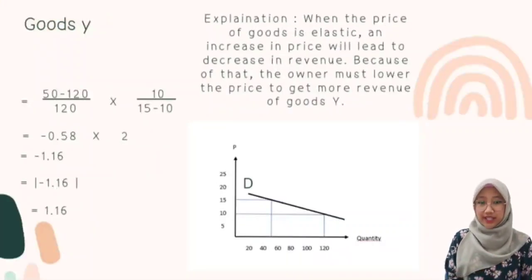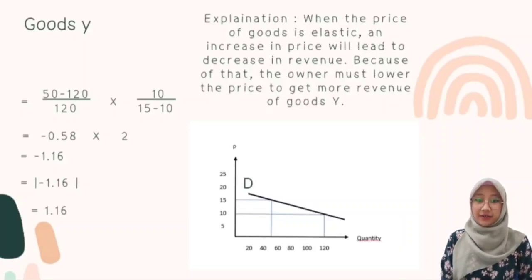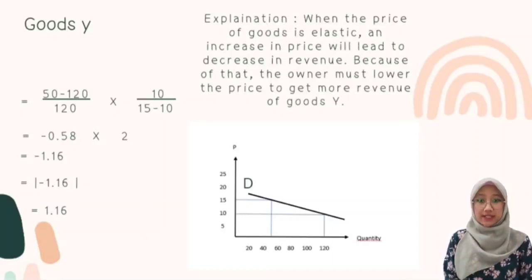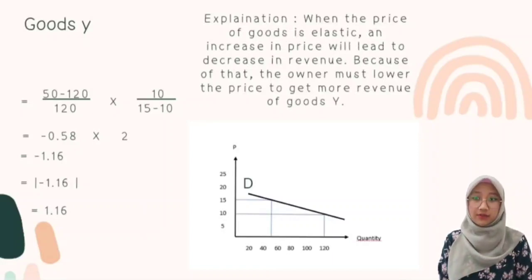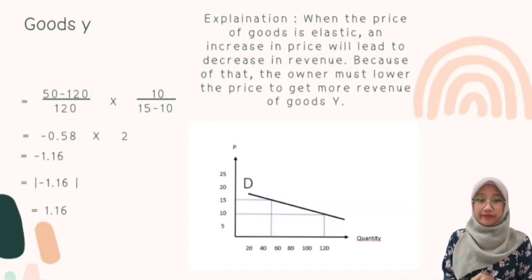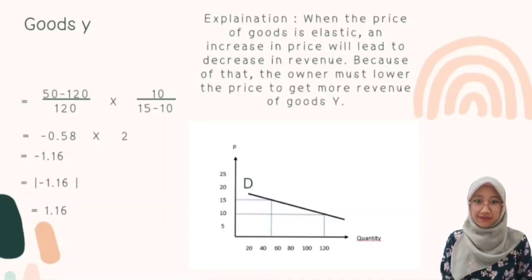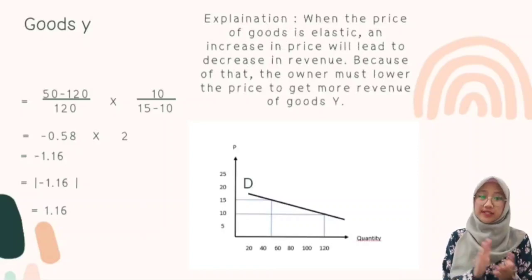Next is good Y. For good Y, I use the same formula, which is 50 minus 120 divided by 120, and then we multiply it with 10 divided by 15 minus 10, and we get the answer negative 1.16, and we take the modulus to get the positive answer 1.16.